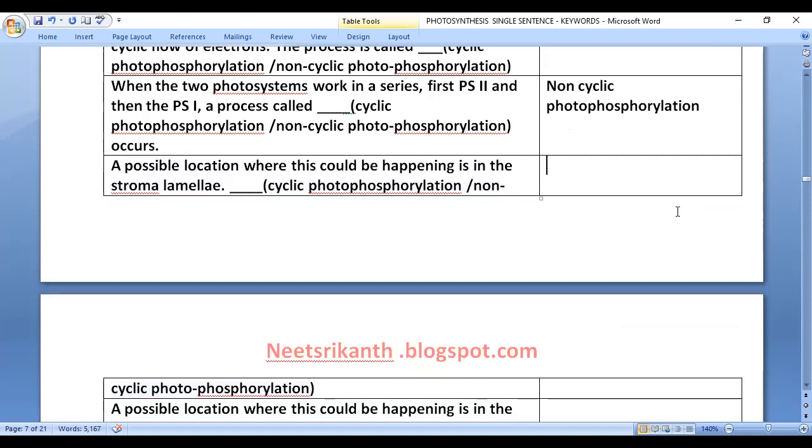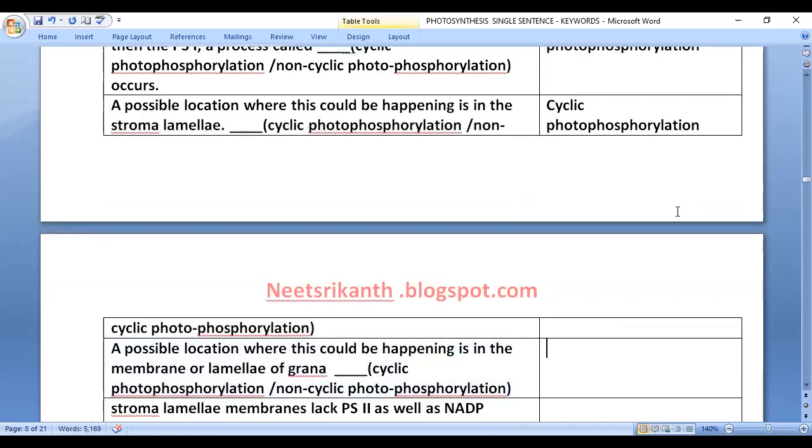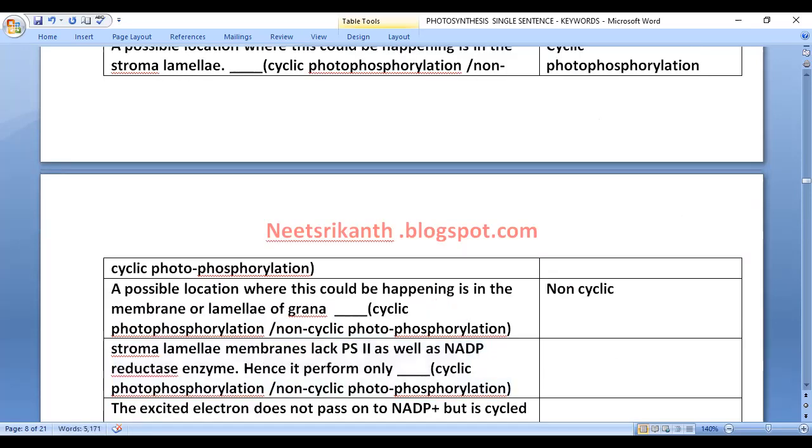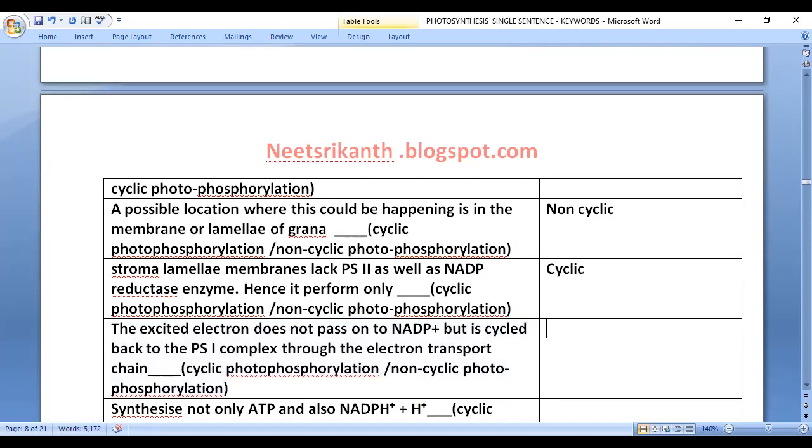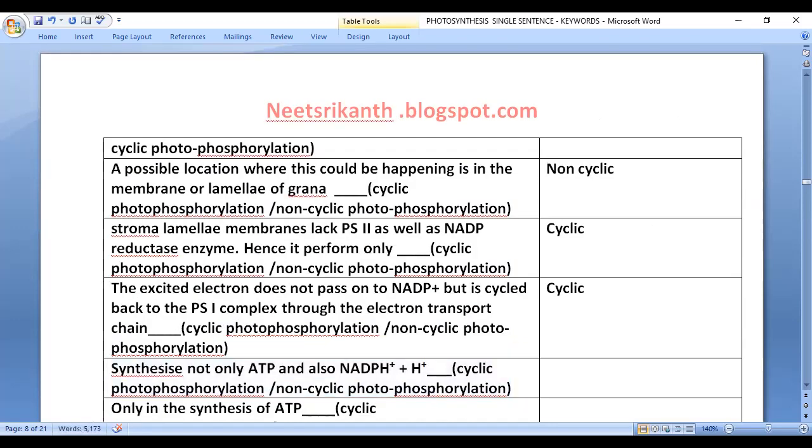A possible location where cyclic photophosphorylation could be happening is in the stroma lamella. A possible location where non-cyclic photophosphorylation could be happening is in the membrane of the grana lamellae. Stroma lamellae membrane lacks PS2 as well as NADP reductase enzyme. Hence, it performs only cyclic photophosphorylation. The excited electron does not pass on to NADP+ but is cycled back to the PS1 complex through the electron transport chain. Synthesizing not only ATP but also NADPH + H+ is non-cyclic photophosphorylation.